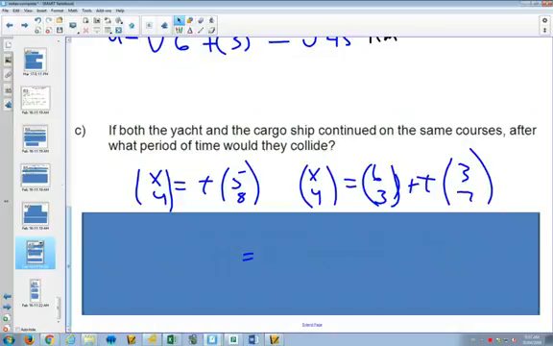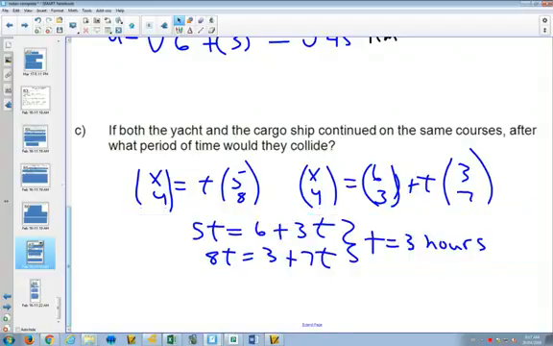So notice now in our equations here, we're using the same parameter, because the parameter is time, and it's the position with respect to time for both of these that matters. So when we solve our parametric equations and put them together, can you see that the x-coordinate in the first equation would be 5t, the x-coordinate in the second equation would be 6 plus 3t. If you solve for t in both of those equations, you get t equals 3.